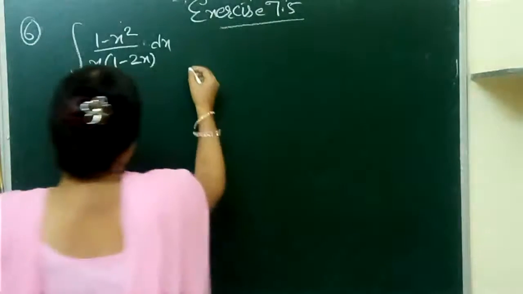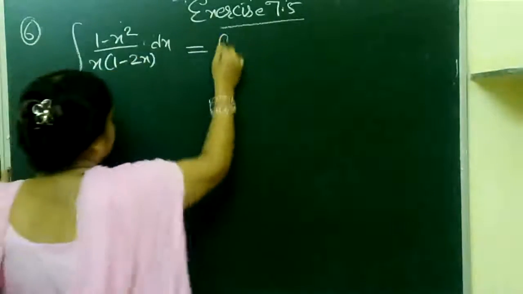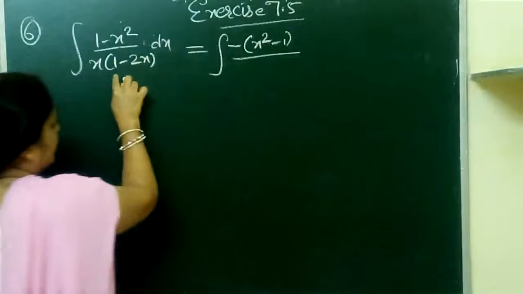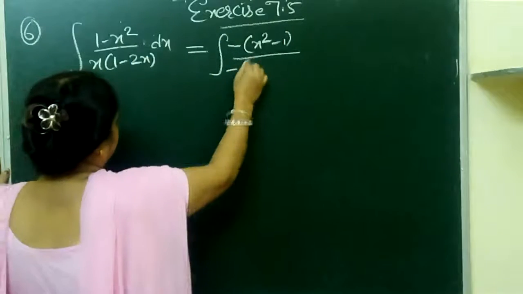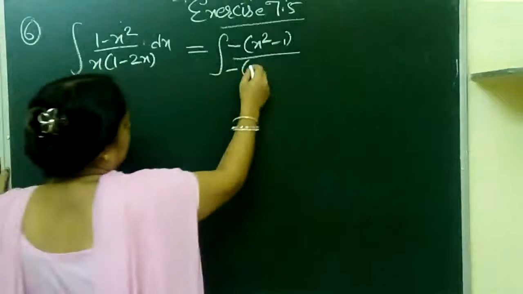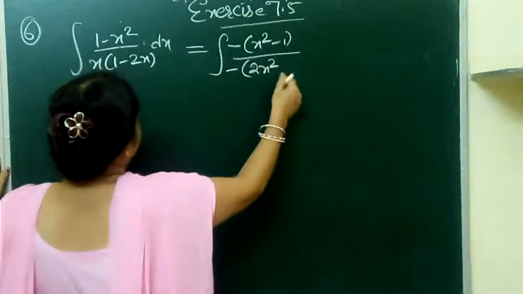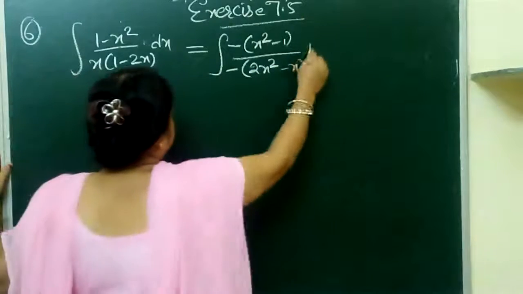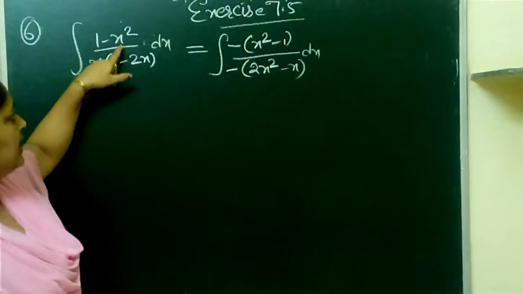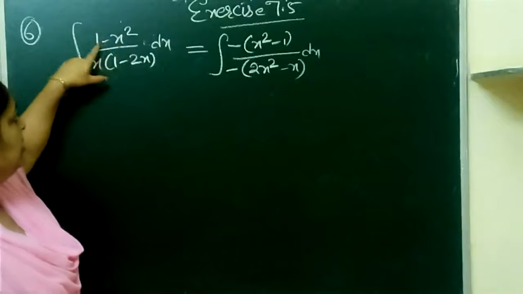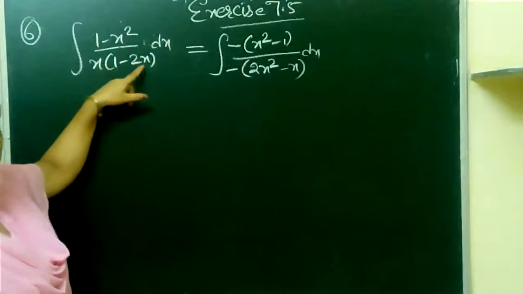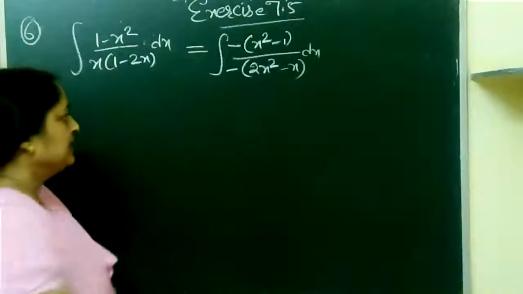First of all, for this we will take the minus sign common. x square minus 1 upon, here also after multiplying we will take minus common, x into (1 minus 2x), so it will come 2x square minus x dx. Again I am telling you this step. Here after multiplying we are taking common minus, so it will come x square minus 1 in the numerator, and in the denominator x minus 2x square, so minus of (2x square minus x) dx.